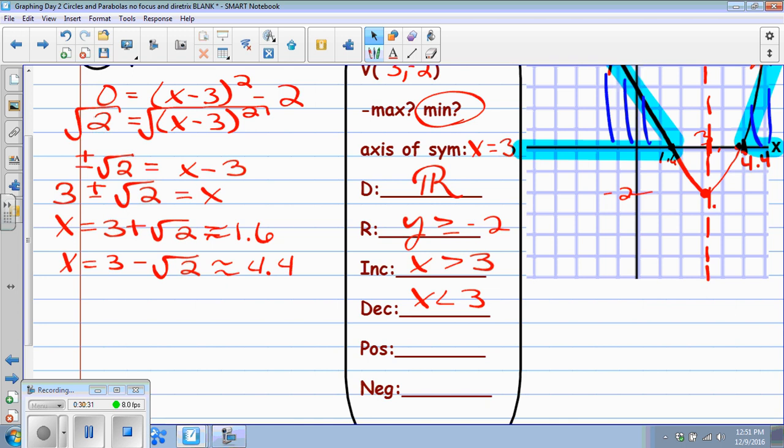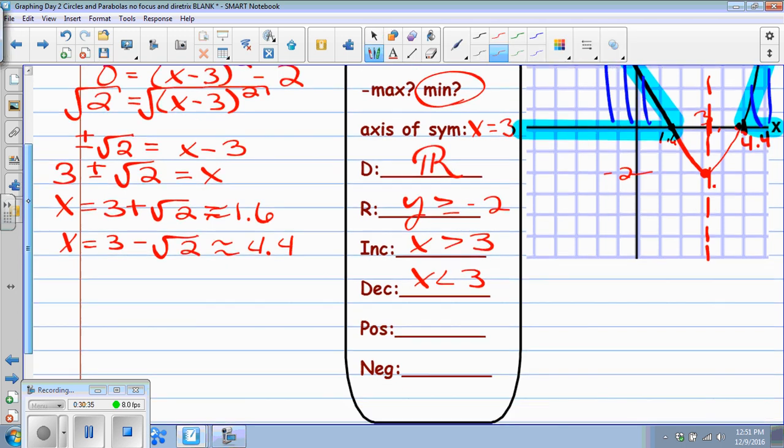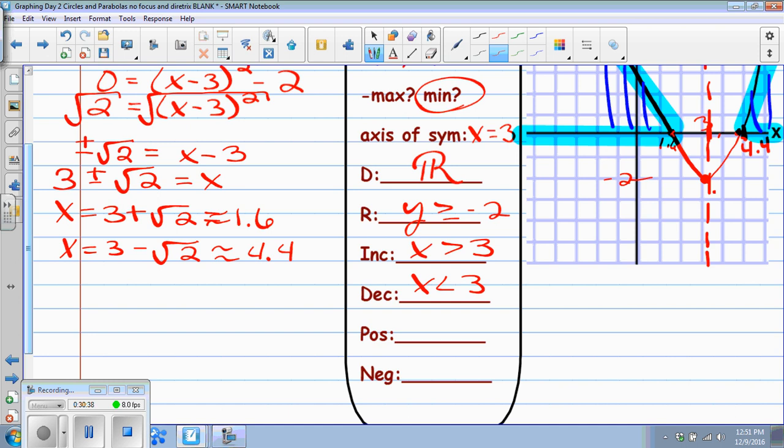So, I have to say, first, when x is less than 1.6, and then you use the word or, because or means you include both graphs completely. Or x is greater than 4.4. So that's when my y values are positive. When x is less than 1.6, or when x is greater than 4.4. Everybody see that?